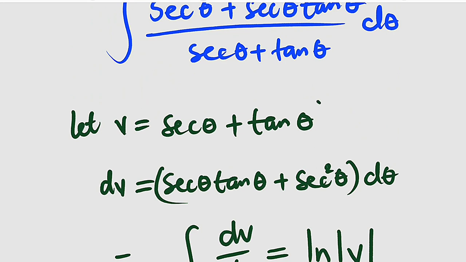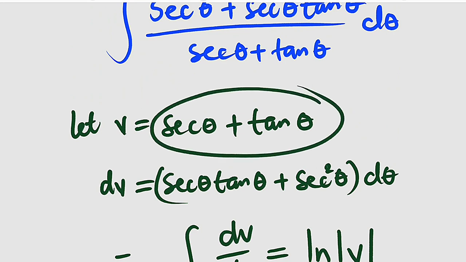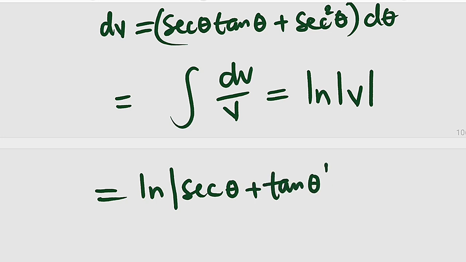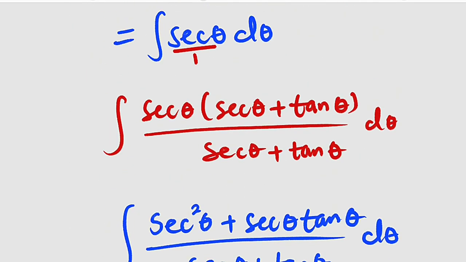But what is v? We are going to substitute it back as secant theta plus tangent theta, which is equal to the natural log of the absolute value of secant theta plus tangent theta, plus the constant of integration. But we are not done yet. Remember, our original function was in terms of x, but this is in terms of theta. So how can we bring it back?